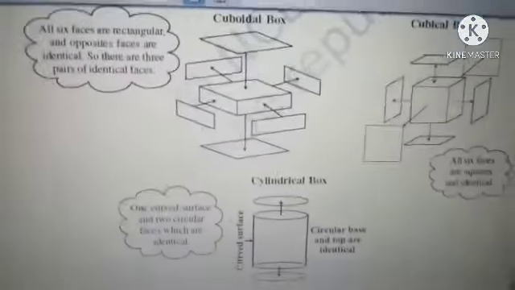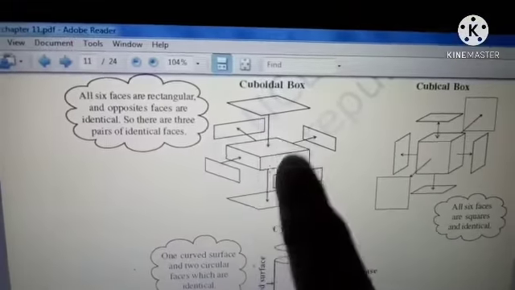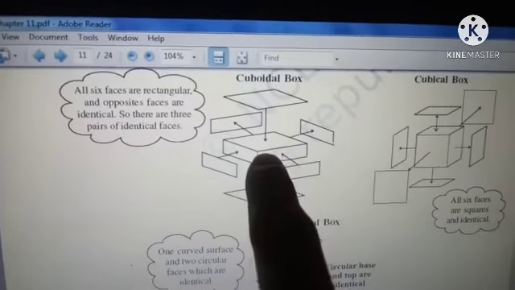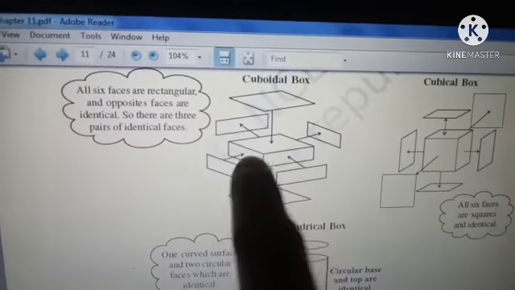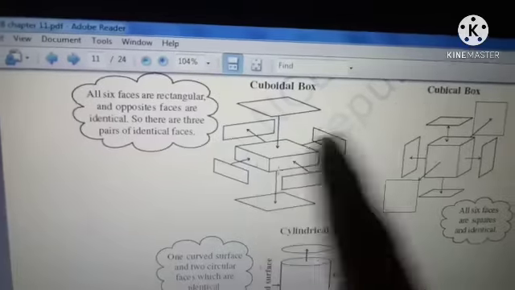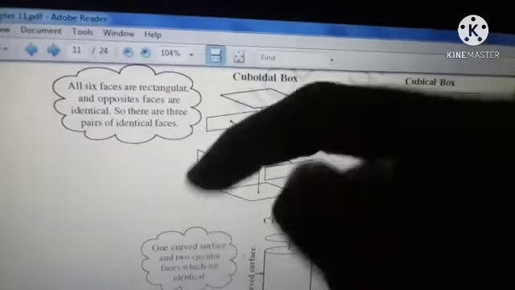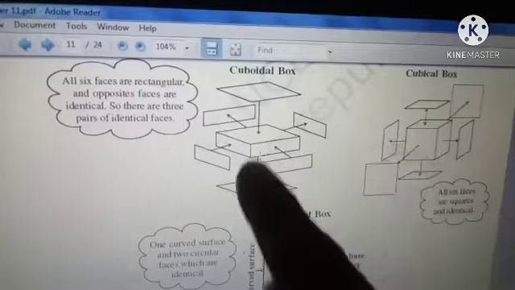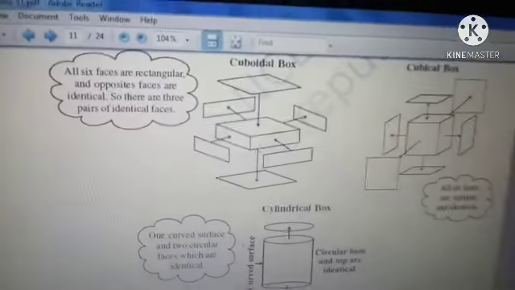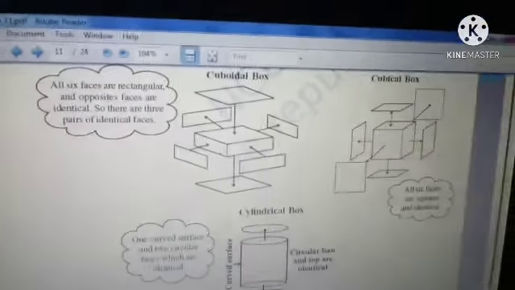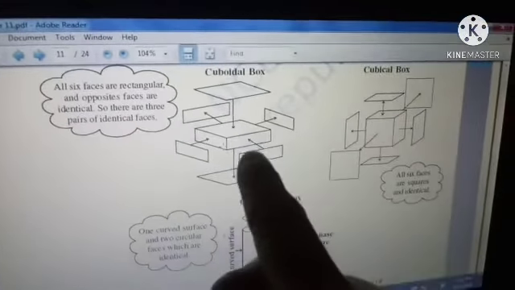See, this is one cuboidal box. Can you see this box? Center one box. In that you have faces here, here, that side, this side. So 4 sides you will be having as faces.